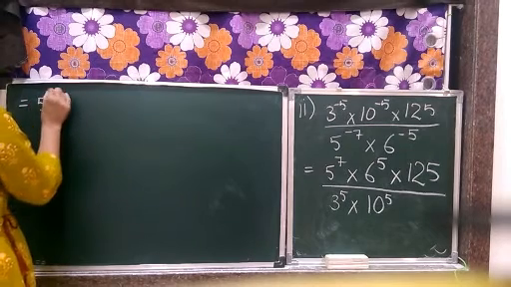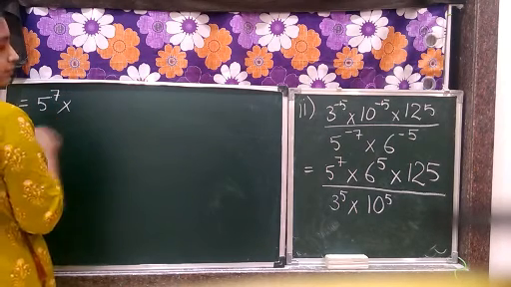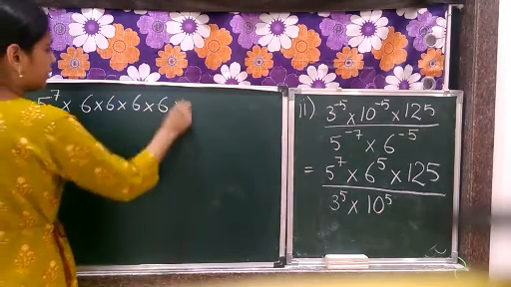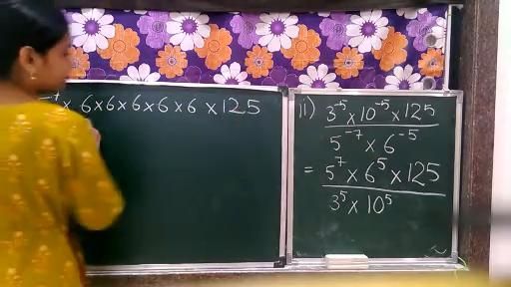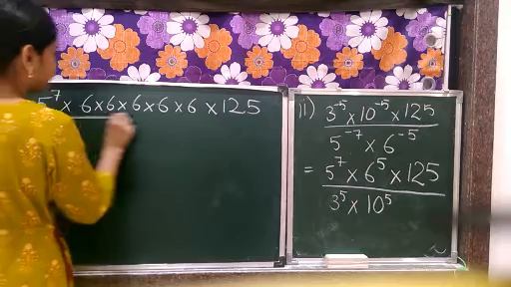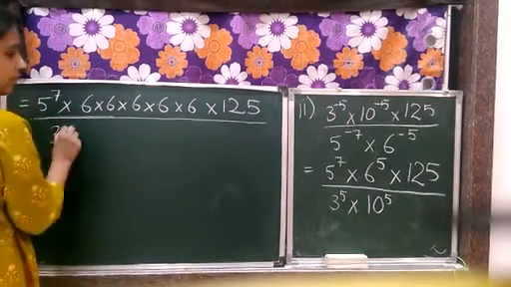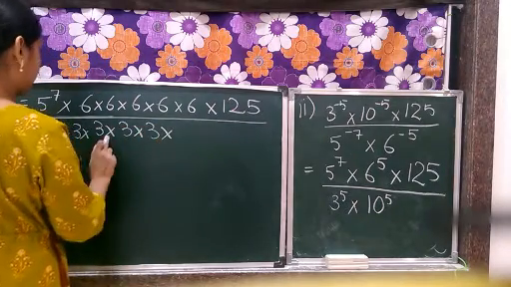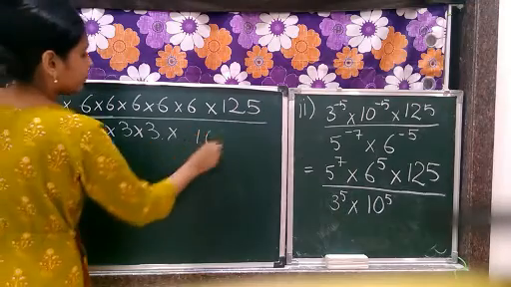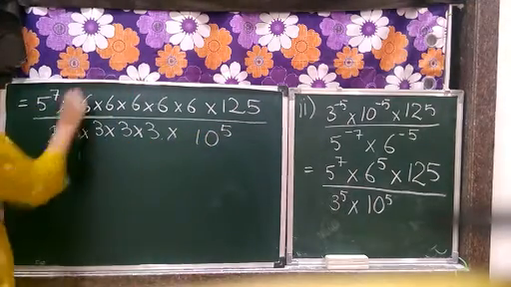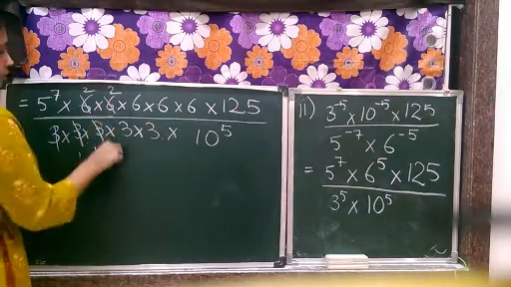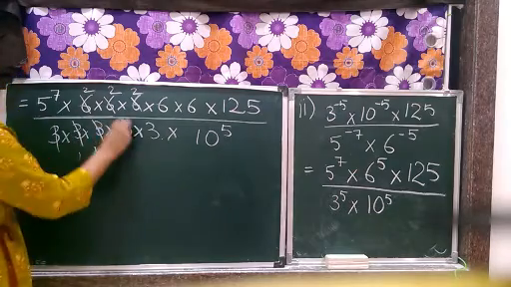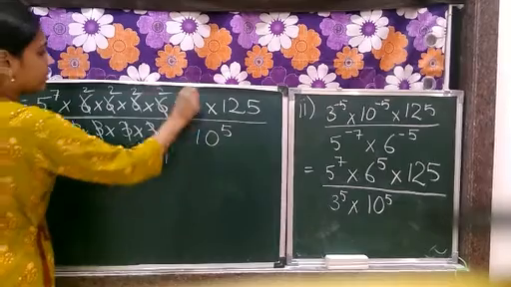Now 5 raised to 7 and 6 into 6 into 6 into 6 into 6 into 125, and here 3 into 3 into 3 into 3 into 3, 3 to 5 into 10 raised to 5. Okay, now 3 ones are 3, 3 twos are 6, and so on for each pair of 3s and 6s.